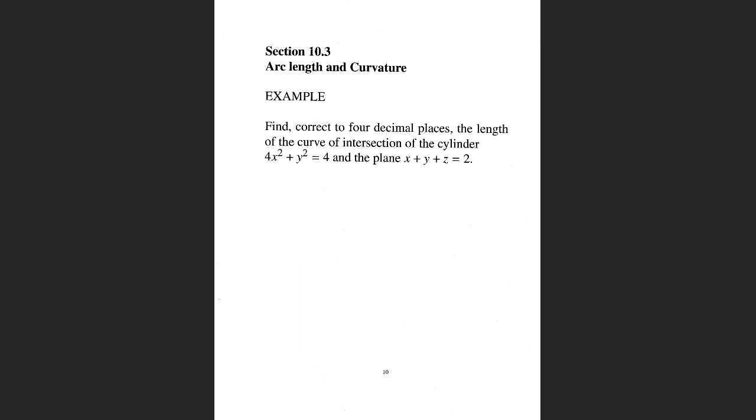Okay, so in this problem, what we want to do is find, correct to 4 decimal places, the length of the curve of intersection of a cylinder and a plane. Incidentally, this cylinder is really an elliptical cylinder. It's got to be an elliptical cylinder. It can't be a circular cylinder.